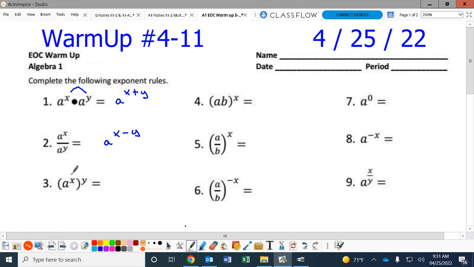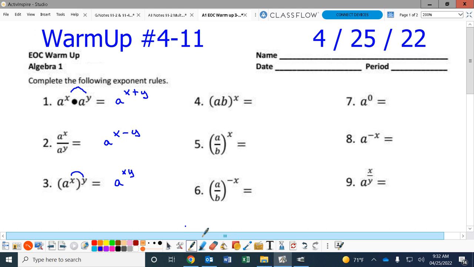When you have a power outside of a power, it's going to be called power on power. What do you do with the exponents? Multiply them. X times y. Or you can just put xy if it makes it easier for you to remember that you multiply. Either way, guys, just so you remember it.